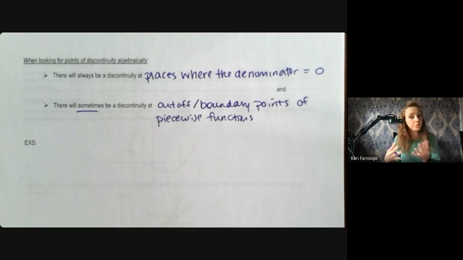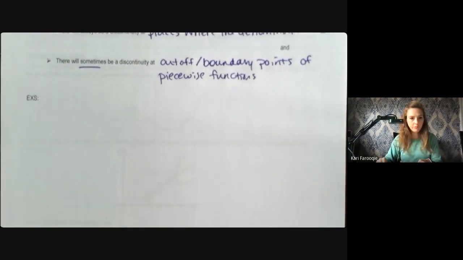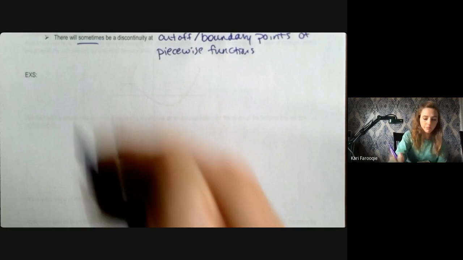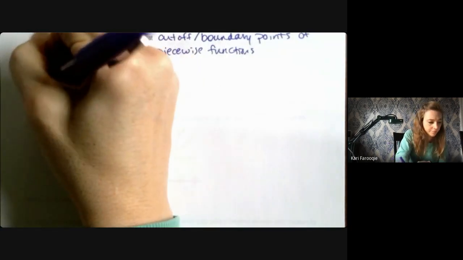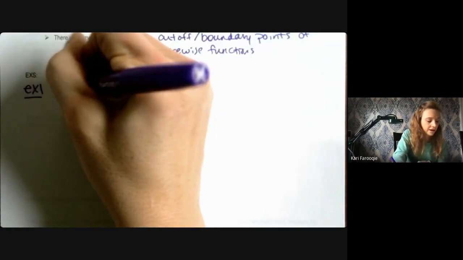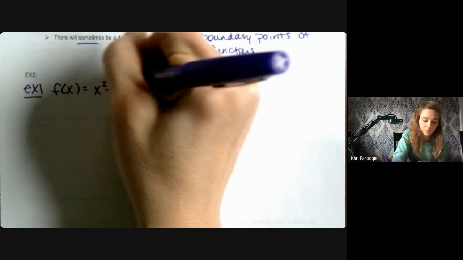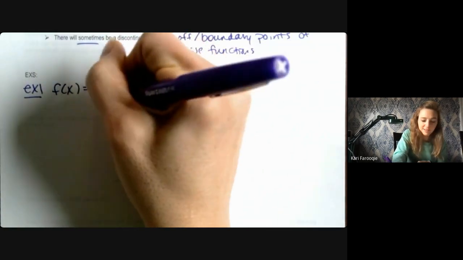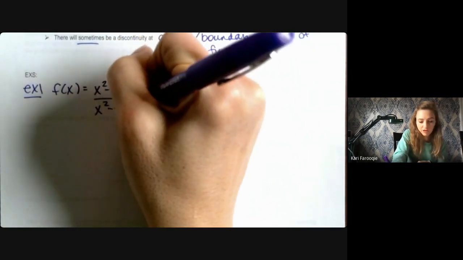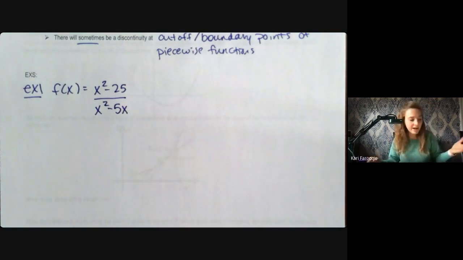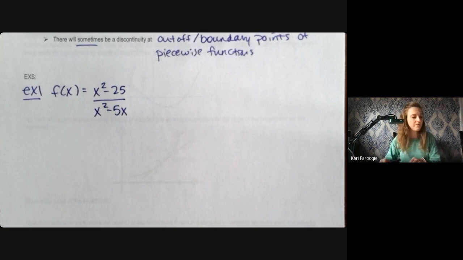All right, so those are the places where we're going to be looking at these issues for continuity. I'm going to give you 2 examples on this page, and then we will be out of here. Example 1 is f of x equals x squared minus 25. I don't know why I love this example so much. I couldn't tell you why. I just really like this example. x squared minus 25 over x squared minus 5x.